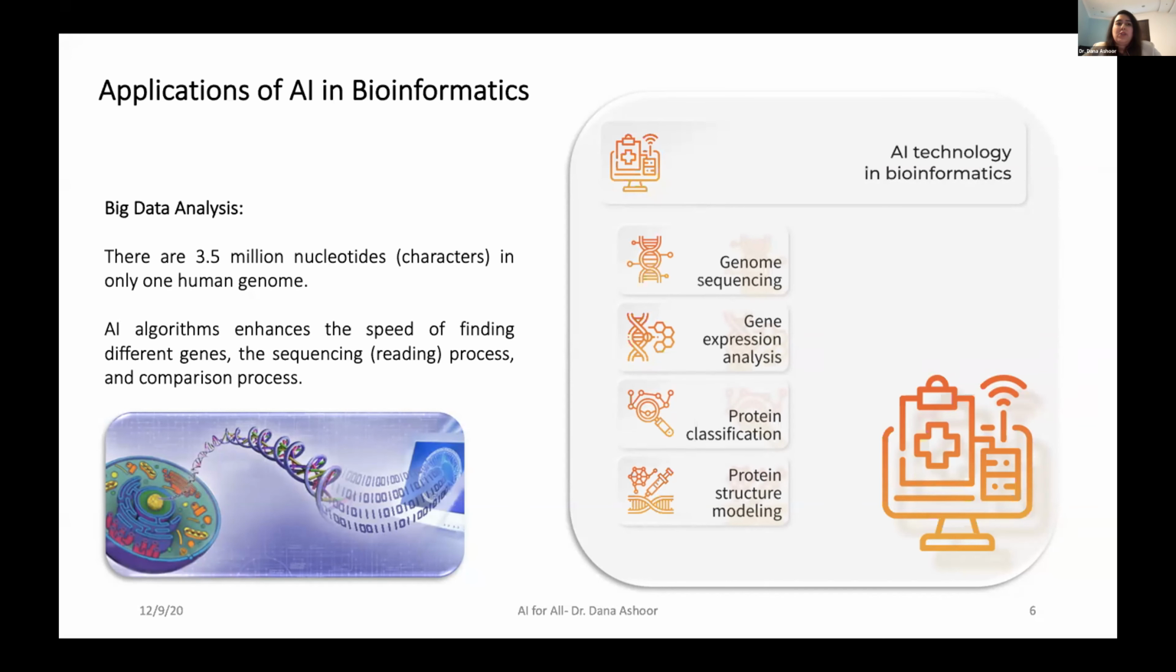So imagine that in one human cell, there are 3.5 million nucleotides. For the computer scientists, they can call them characters. It's a huge amount of code that needs to be deciphered. That's why we are using artificial intelligence algorithms to enhance the speed of finding these different genes, analyzing them, and relating them to their biological processes.